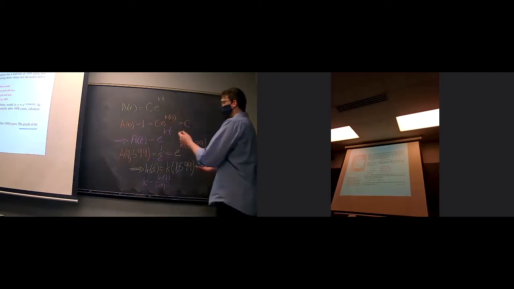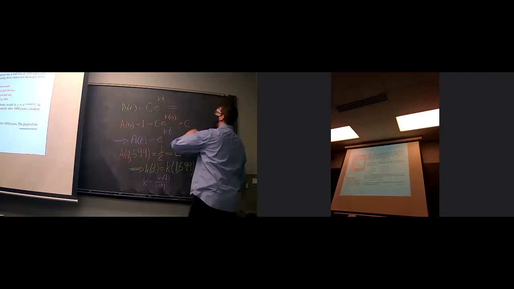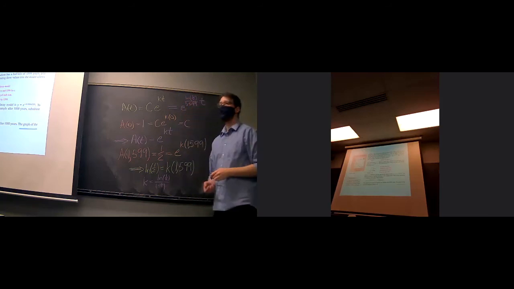So K is equal to the ln of 1/2 divided by 1,599. Coming back up to our original equation, this whole thing comes out to be e to the ln of 1/2 divided by 1,599 times T, which we can simplify to 1/2 raised to the T over 1,599.